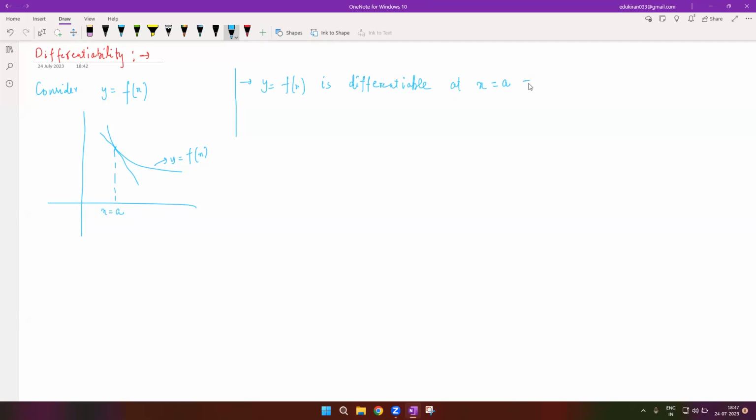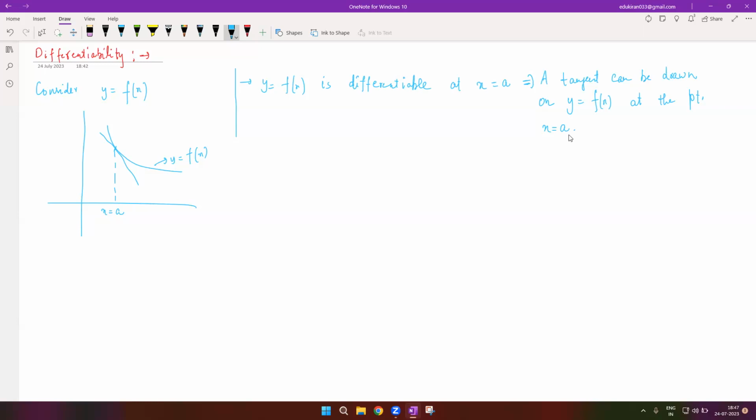So it means that I'm saying that a tangent can be drawn on y is equal to f(x) at the point x is equal to a, right? It only means this. So while talking about physical significance, this is the meaning of differentiability. Differentiability directly relates to tangency, right?